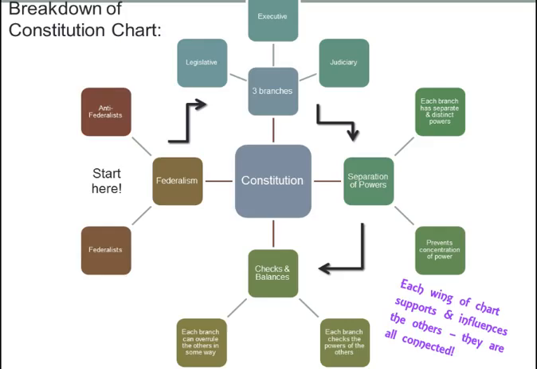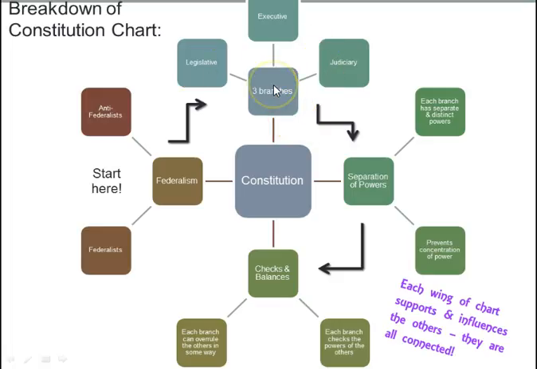All right, so this is a breakdown of the Constitution. This may seem a little confusing, so let me walk you through this here. So you start out with the Constitution in the middle. And over here, you have federalism, which is our system of government. You have Federalists and Anti-Federalists. All right, now moving to the right, you see the Constitution has three branches. We have a legislative, executive, and a judiciary.